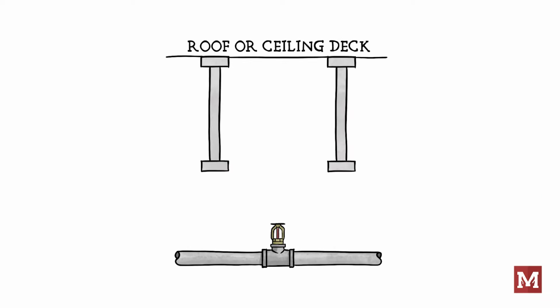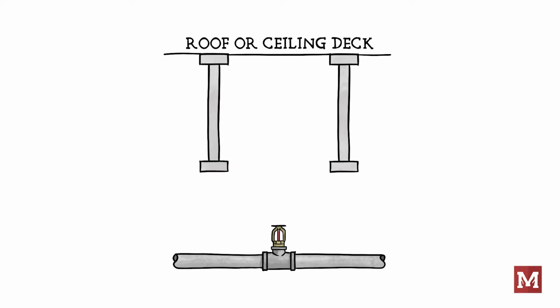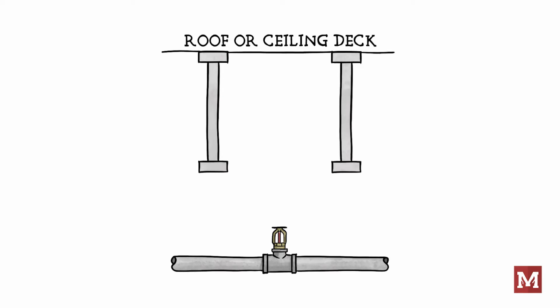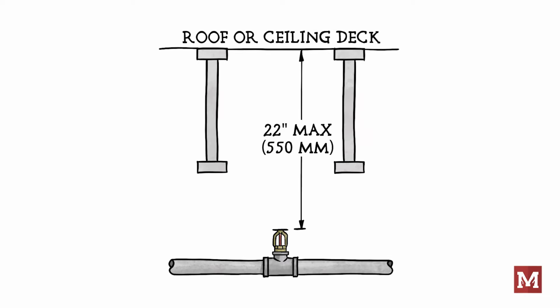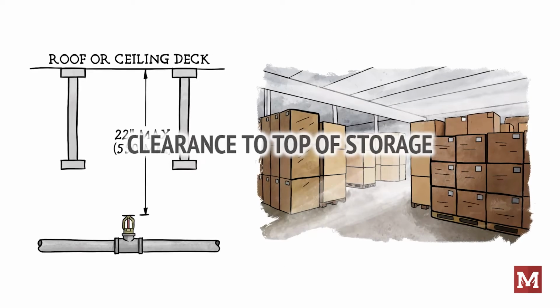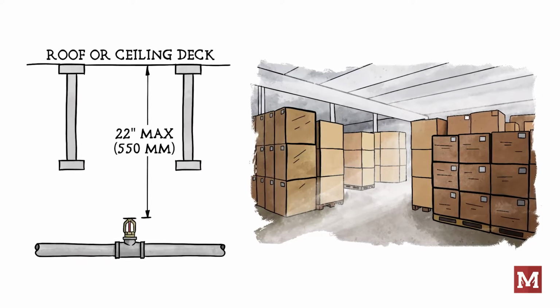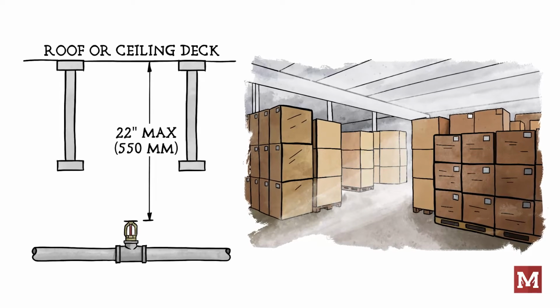When we talk about clearances, there are two different types of clearances that we are usually concerned about in regards to inspections. Clearance to ceiling, distance between the sprinkler deflector and the ceiling level, and clearance to top of storage, distance between the sprinkler deflector and the top of storage level underneath.